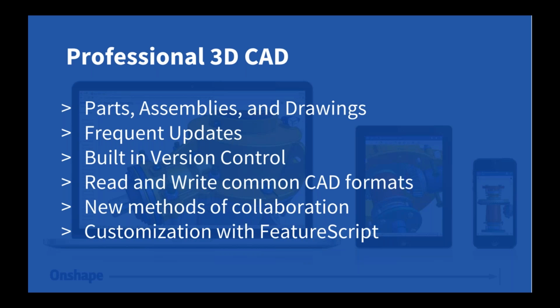The next thing I want to mention is entirely new methods of collaboration. With Onshape, you can collaborate with others in real time on the same model. And that's not something any other CAD system gives you. The ability to make a change and have anyone looking at that document instantly see that change. No need for a check-in, save, copy. None of those things are necessary in Onshape because we're all working on the same set of data.